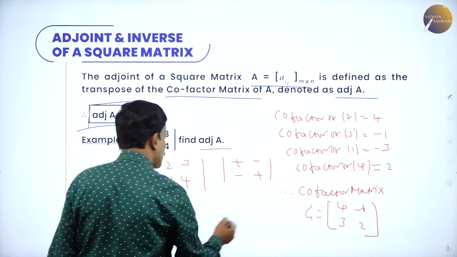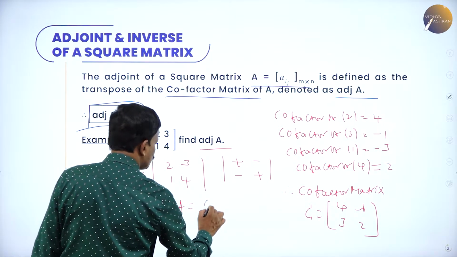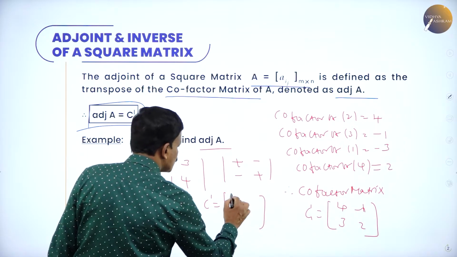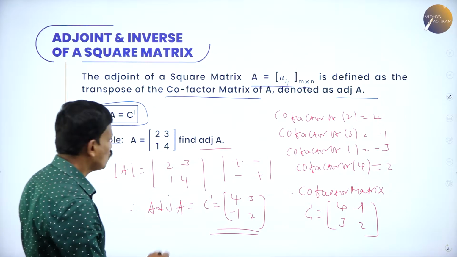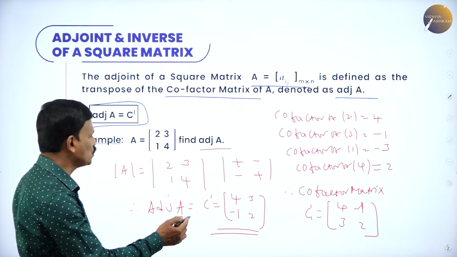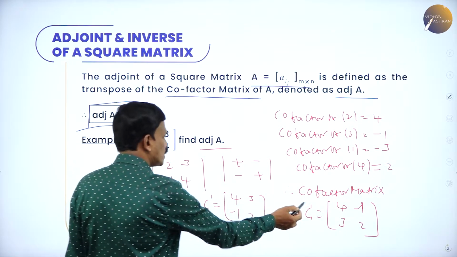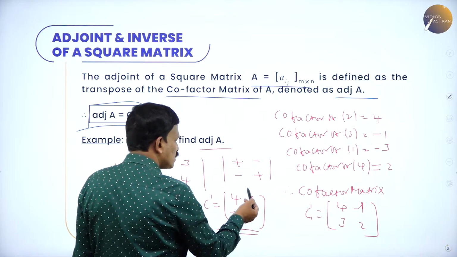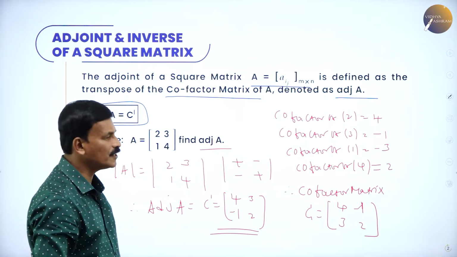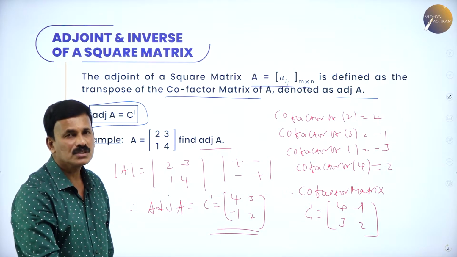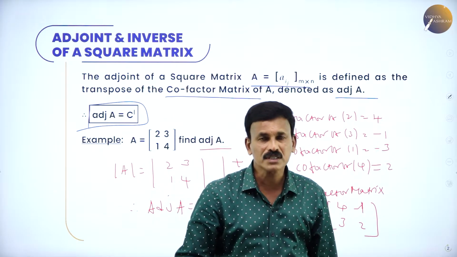Therefore, the adjoint of the matrix A is equal to the transpose of the cofactor matrix 4, minus 1, 3 and 2. The adjoint is given by the transpose: 4, minus 1 becomes first column, 3, 2 becomes second column. So, 4, 3, minus 1 and 2 is the adjoint. This is for 2 marks. There is a simple method to solve the adjoint for 1 mark that I will teach.